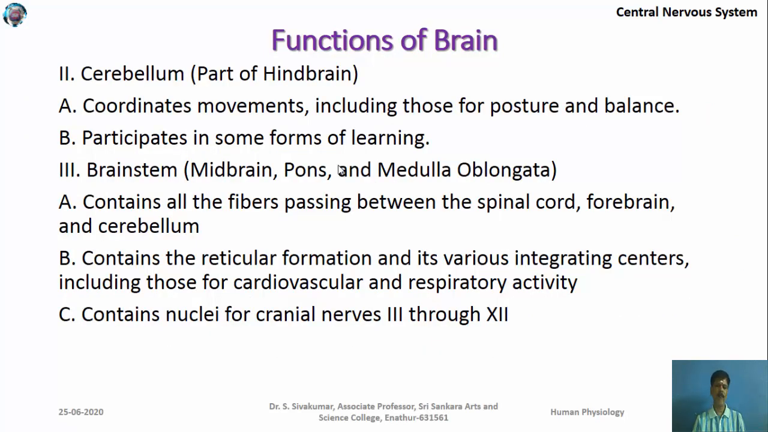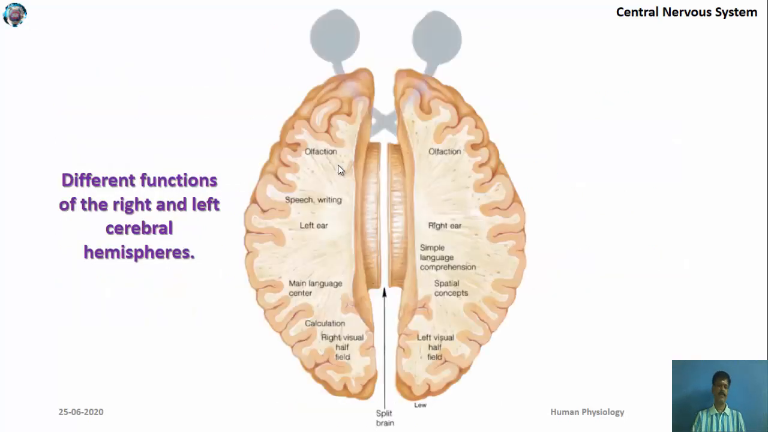When you go to the cerebellum, balancing, learning, it's all achieved in the cerebellum. If you come to the brainstem, it acts as a relay component. It is the communicating cable between the brain and other parts of the body through the spinal cord. Okay, so it contains a reticular formation and various integrating centers, including those for cardiovascular and respiratory activity. It contains nuclei for cranial nerves 3 to 12. So from the 3rd cranial nerve to the 12th cranial nerve, this brainstem contains the nuclear part, that is going to have the somatic body of the nerve. Neurons are present in the brainstem. Okay, so these are the major functions of the brain.